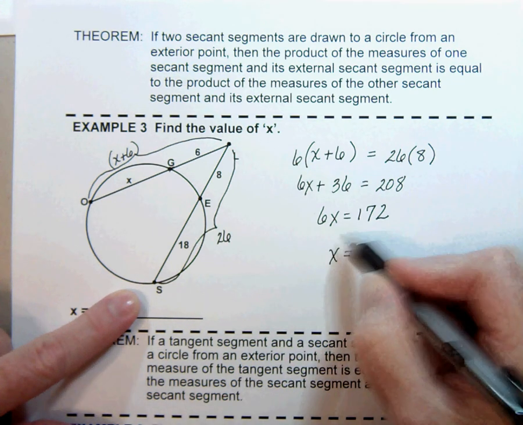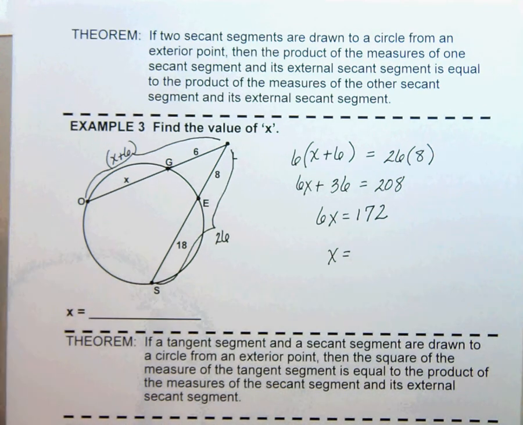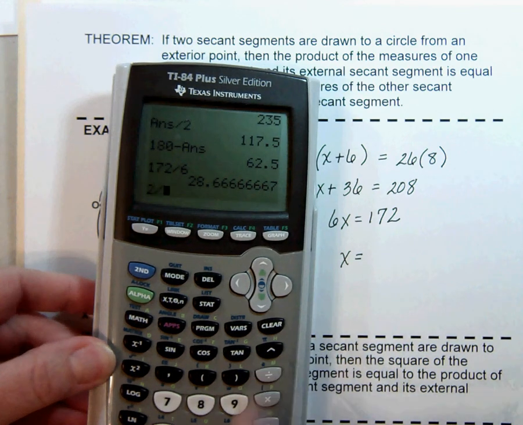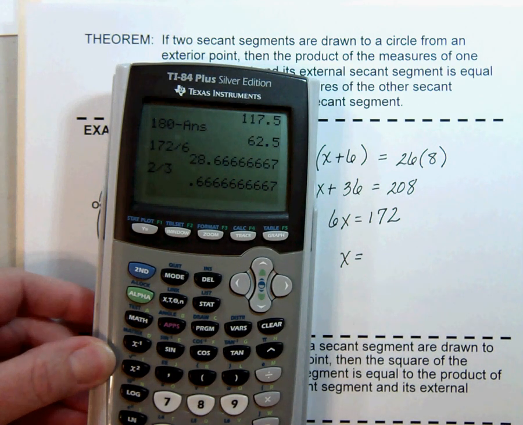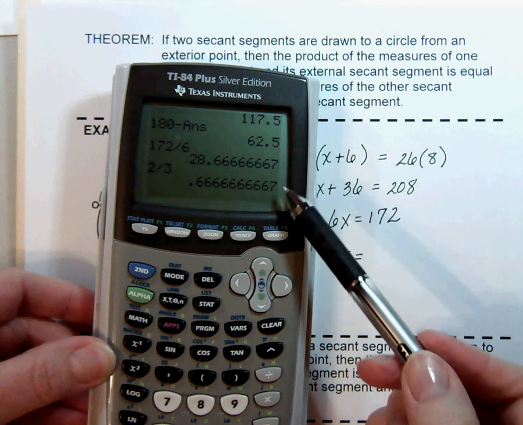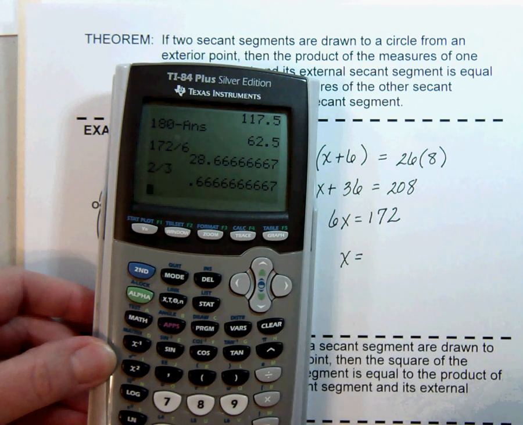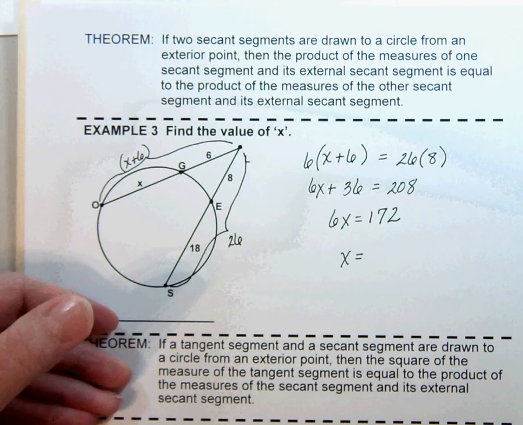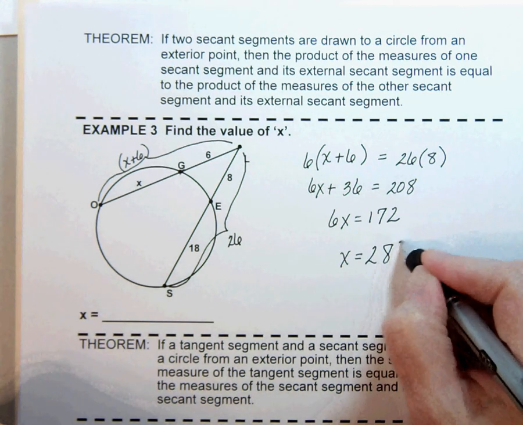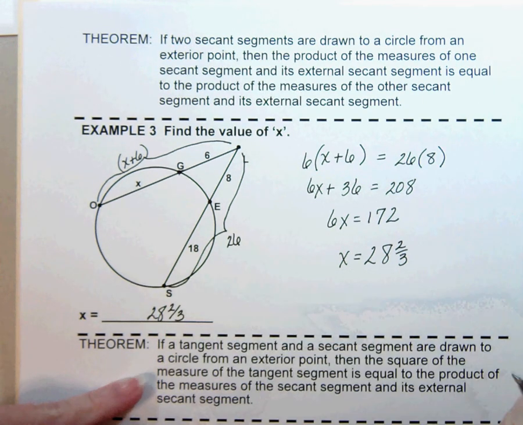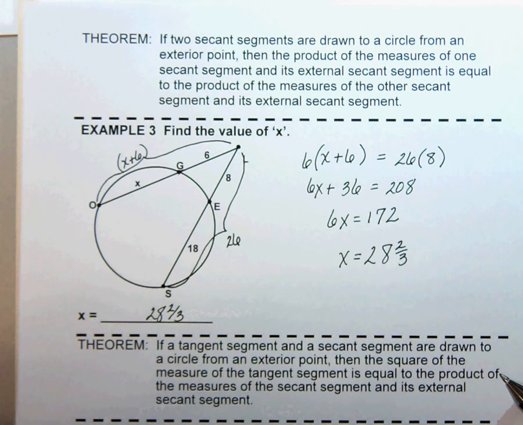Now when you divide this one, it doesn't come out even. I'm going to show you on the calculator. When you take 172 and divide it by 6, see how you get a repeating 6? That's one you might want to memorize. 2/3 is a repeating 6. Even though the calculator rounds with the 7 on the end, it's still a repeating 6. So if you wanted to write the decimal form, you could round it to 0.7, but I'll write it as the exact answer. It's 28 2/3. That's the length of OG, the part of the secant on the inside.